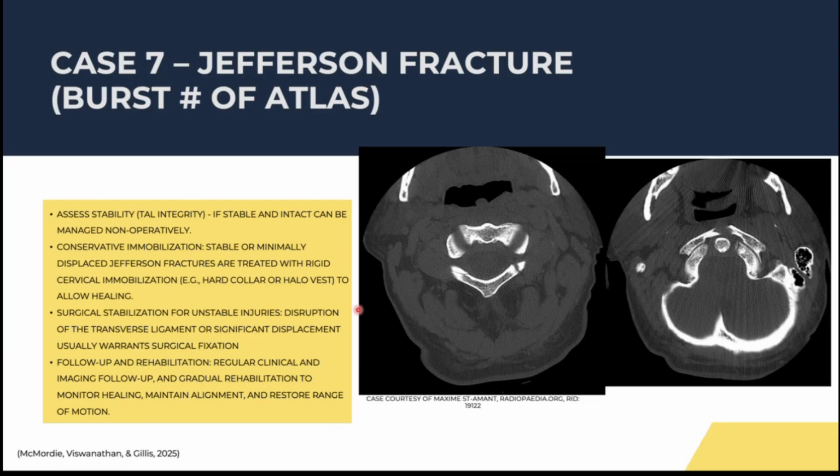If it's stable and intact, it can be managed non-operatively. Conservative immobilization can be done for a stable or minimally displaced Jefferson fracture, with rigid cervical immobilization, like a hard collar or a halo vest. This is to allow healing. However, if it is unstable and there has been compromise to the integrity of the transverse atlantal ligament, the patient will require surgical stabilization for that unstable injury, and that will usually be a surgical fixation.